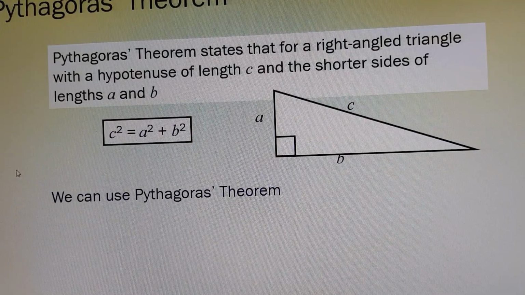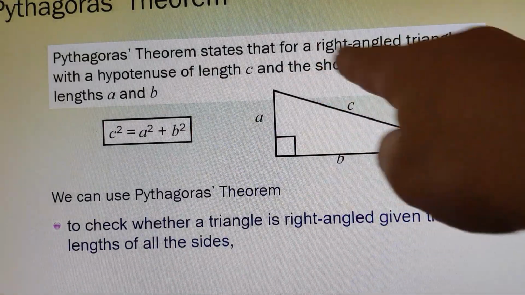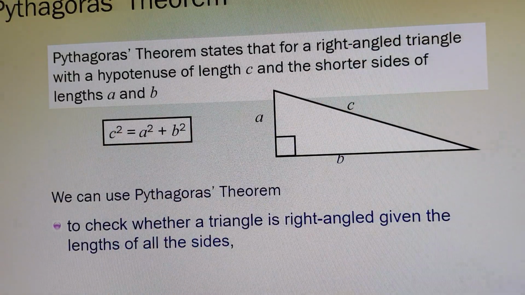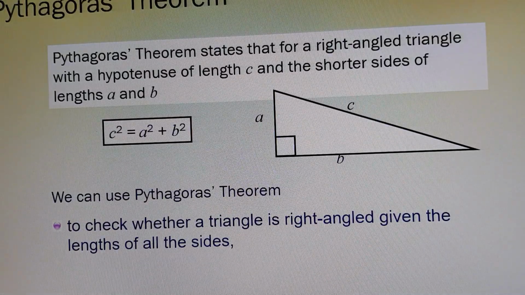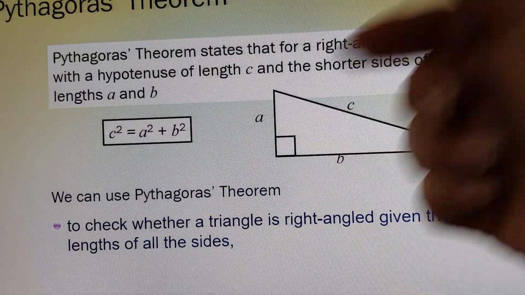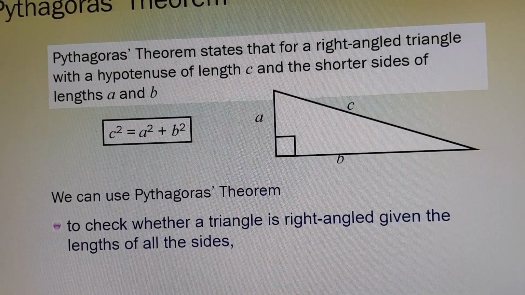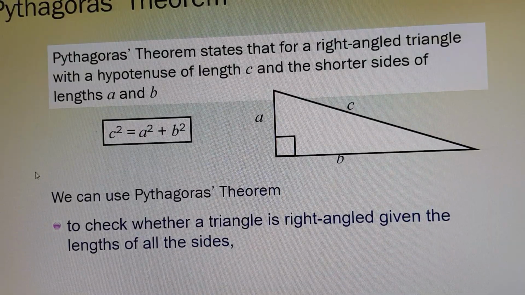So Pythagoras' rule can be used to find out whether a triangle is a right angle one or not. Because if we know what the three sides are, we put the numbers into this equation and we find out if the equation is true, if it's an identity. If it's true, then I know that the triangle is a right angle. If it isn't true, then there's no way that the triangle can be a right angle at all.